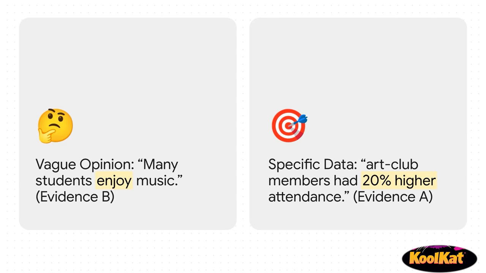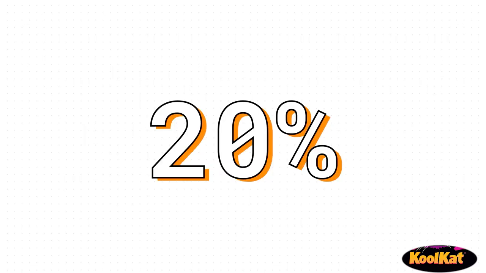Let's compare our options. Evidence B says, many students enjoy music. A skeptic would just say, so what? Enjoying music doesn't prove they're more engaged in school. It's a vague opinion. But evidence A? That gives us specific data. Art club members had 20% higher attendance. Now that's measurable. That's proof. Numbers, percentages, specific facts. That's what convinces a skeptic.